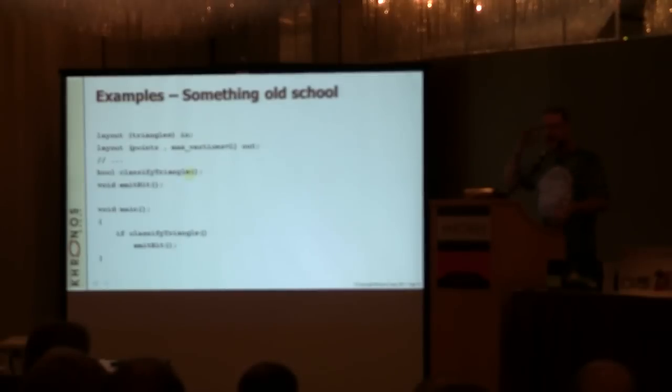So something old school, layout triangles in. So layout triangles in, we know this has to be a geometry shader. Layout points, max vertices equals 1 out. Okay, it's going to emit at least one, at most one point. I have a function bool classify triangle, function void emit hit, and my geometry shader is if classify triangle emit hit. Okay, what is this doing?